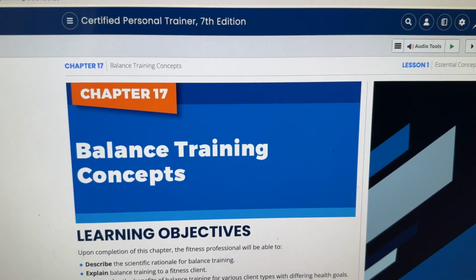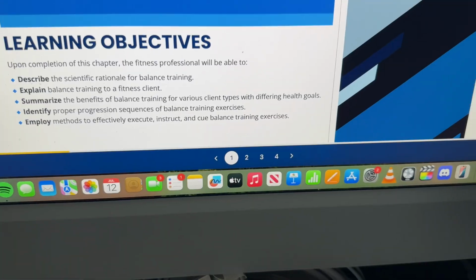And chapter 17 doesn't even look that bad. Chapter 17, balancing training concepts, 4 pages, 4 lessons. I'm gonna knock this out within the next 4 hours. So I'm gonna kill this lesson 1 and I'll see you guys in a little bit. I'll be back. All right, chapter 17, lesson 1 is done.